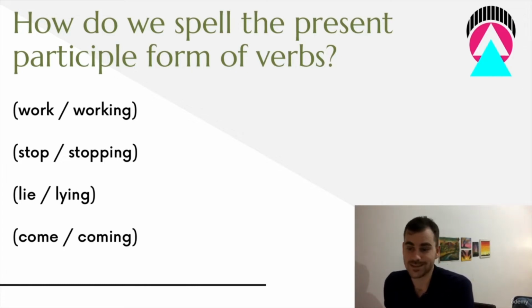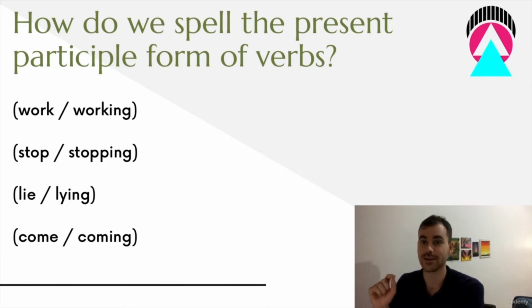If the verb ends in a consonant, you simply add ing. If the verb ends with a consonant and then a stressed vowel and then another consonant, like stop, s, t, o, p, you double the last consonant and you add ing. So stop becomes stopping. If the verb ends in ie, you take away the ie, add a y, and add ing. So lie becomes lying.